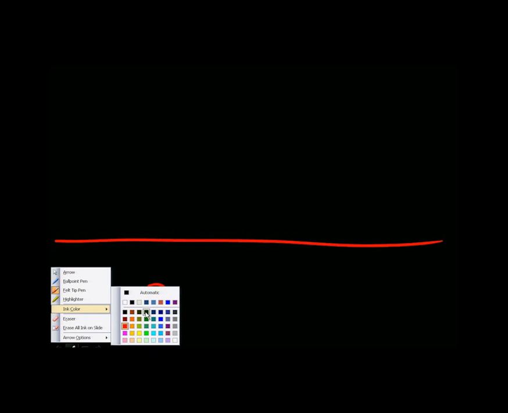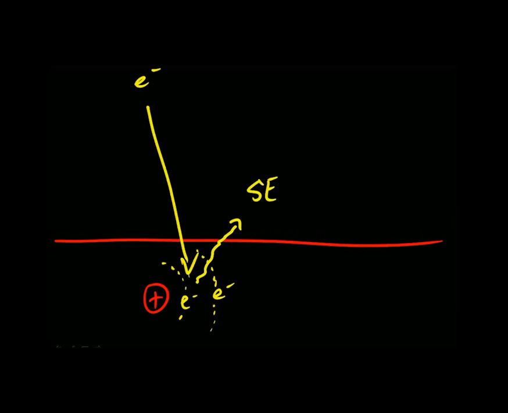Here's our sample, and here's what happens for the emission of a secondary electron. Here's a nucleus in our sample, and it's going to have some electrons in different energy levels. So here's an electron. Here's an electron. And if you imagine an incident electron from our beam, if it would come in and strike this electron, it would be ejected, but it would have very low energy. So this would be our secondary electron.